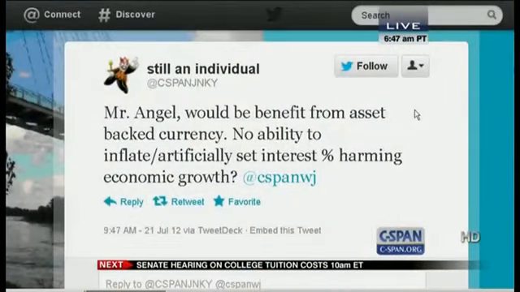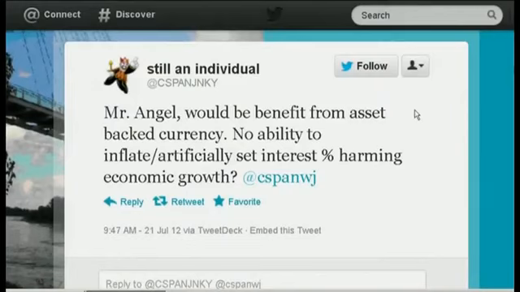Still on Twitter, Mr. Angel, would we benefit from asset-backed currency, no ability to inflate artificially set interest percentages, harming economic growth? Well, we tried that in the 19th and early 20th century, and what it gave us was one crisis after another. So it sounds great in theory, but the problem is no government can live up to it, because what you're basically doing is putting a price control on whatever that asset is. So if it's gold or silver, what you're basically saying is the price of gold or the price of silver can never change. And when economic conditions change, for example, when you have a new gold discovery or a new production process that makes it cheaper to extract, then the price cannot adjust. Or when you have changes in the political situation, a war or some kind of foreign crisis and everyone goes to convert their currency into that commodity all at once, you have a mess.